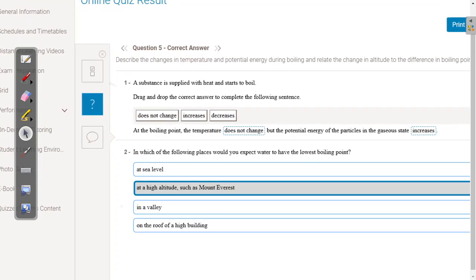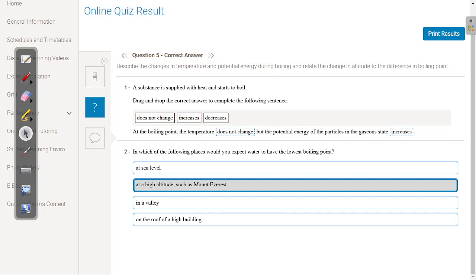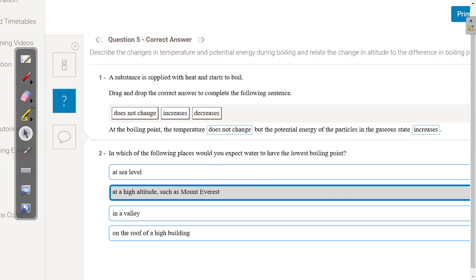A substance is supplied with heat and starts to boil. At the boiling point, the temperature what? But the potential energy of the particles in the gaseous state what? The temperature when it's at the boiling point, remember the heating curve from before. It will be like this, flat, which means the temperature does not change. It will stay constant until all of the liquid evaporates or all of the solid melts. So the temperature does not change, but the potential energy increases. Yes, I showed you before, at the plateau or when it's flat, the potential energy will increase.